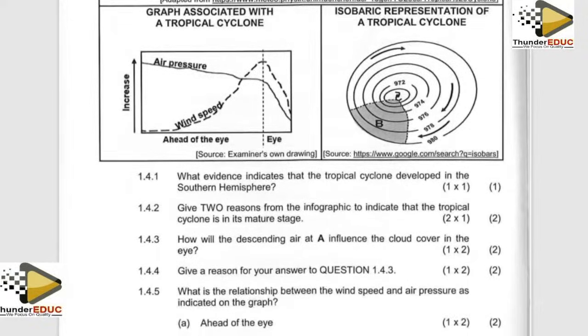Question 1 says, what evidence indicates that the tropical cyclone developed is in the southern hemisphere? You see, learners, if you first interpret the diagrams, it becomes easier for you to get the answers.